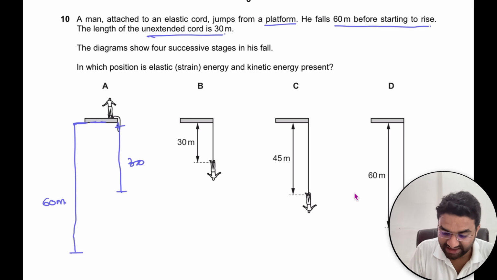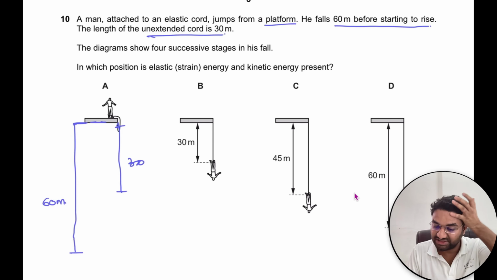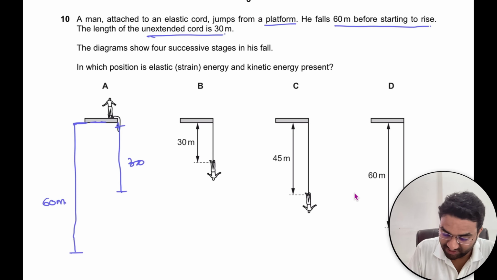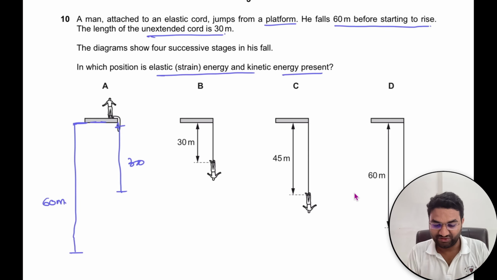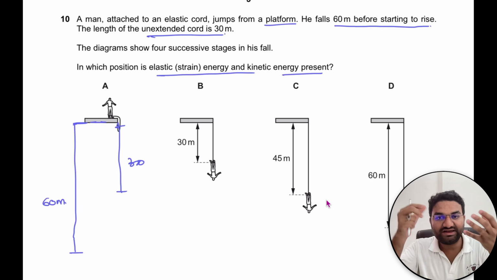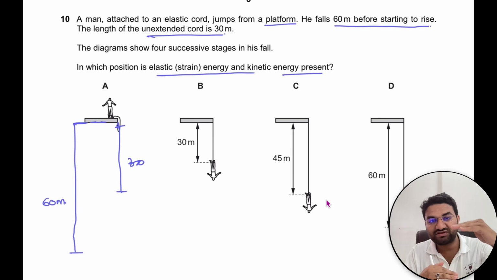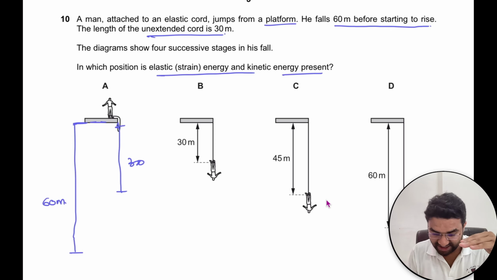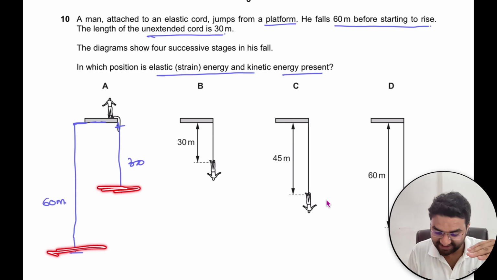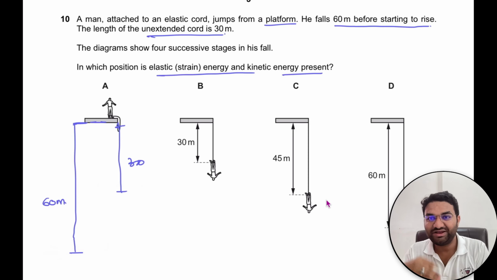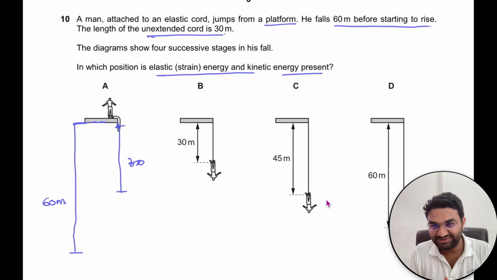Fine. Then the diagram shows the 4 successive stages in the fall. In which of the positions are the elastic strain energy and kinetic energy present? Okay. So here you have to take into consideration the man's weight as well. So there is, let's say, a certain man's weight, and it also stretches the elastic cord. Okay. And this elastic cord stretches between 30 to 60. So you have to think in which diagram it is between 30 to 60.